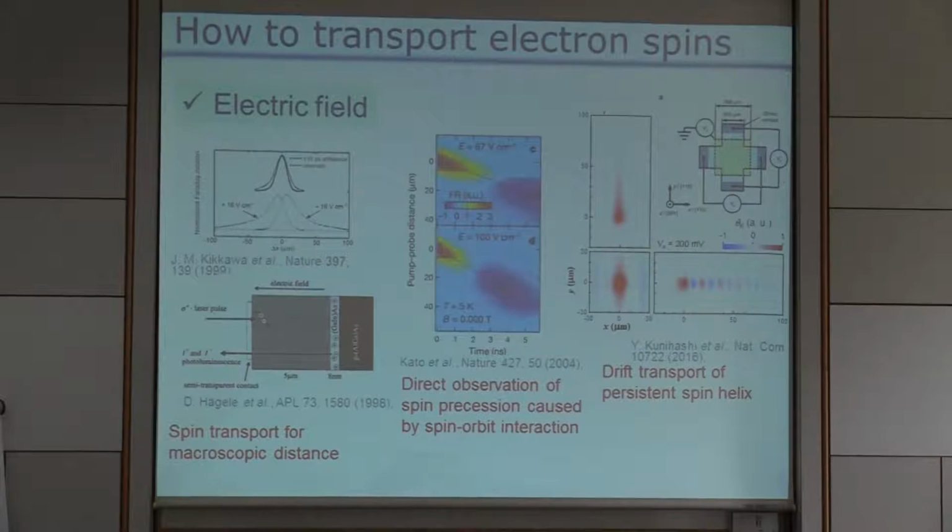So recently, we have shown that the robust spin structure called persistent spin helix condition can be transported by electric field. We don't have enough time to explain this in detail, but when we transport the spins along one direction, the electron spin does not precess. But when we transport in the orthogonal direction, we can observe the spin precession. This is strong evidence that we can achieve the persistent spin helix condition.